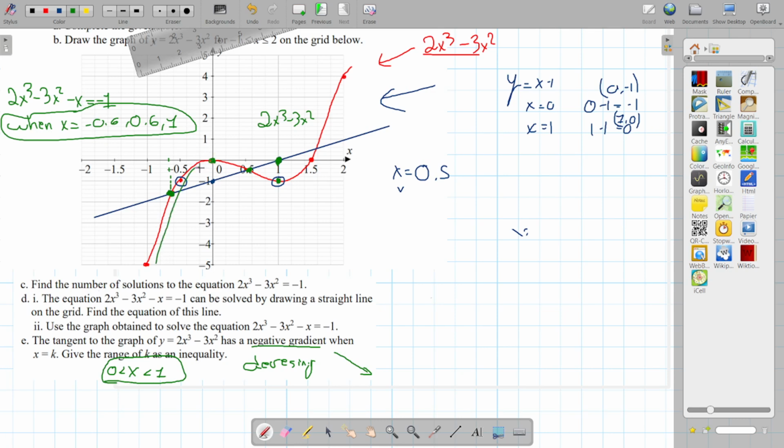Like over here it's increasing, so this is going to be positive gradient. Here it started decreasing, so it's negative. Here it's increasing and here again it's increasing. You don't really have any negative gradient other than between 0 and 1. That's it.